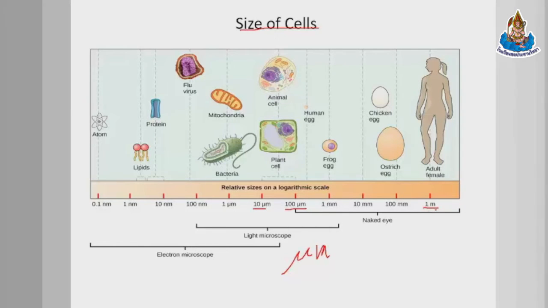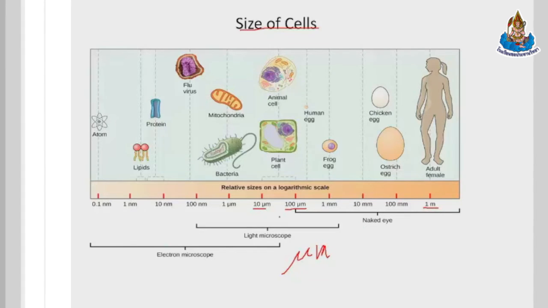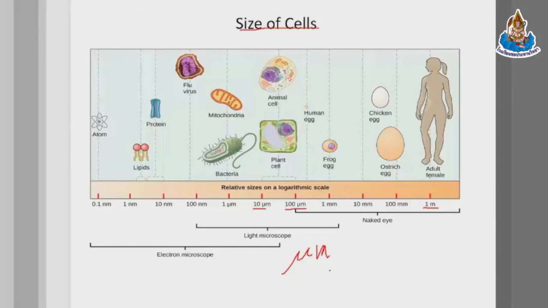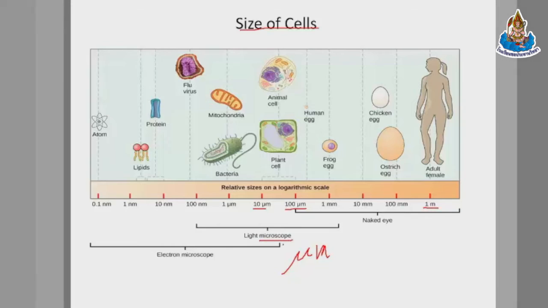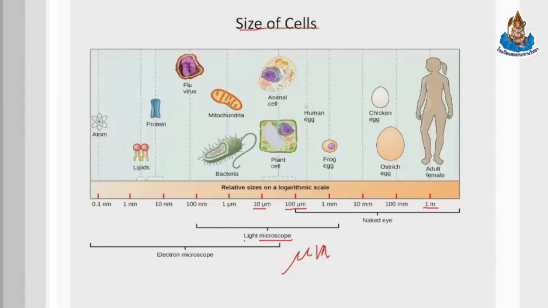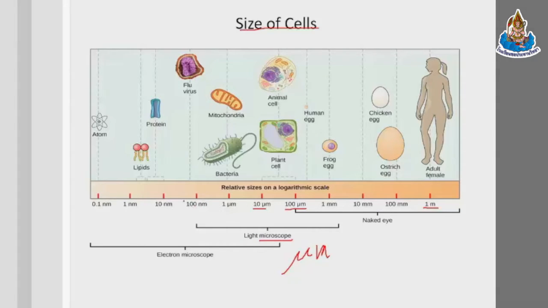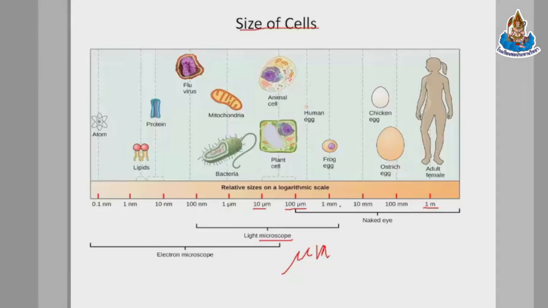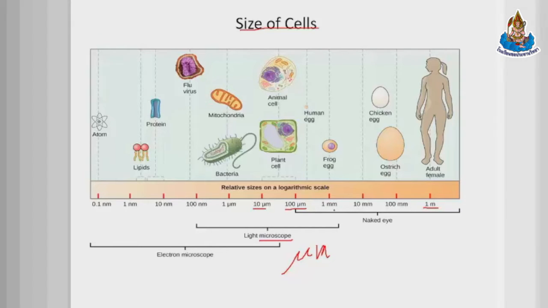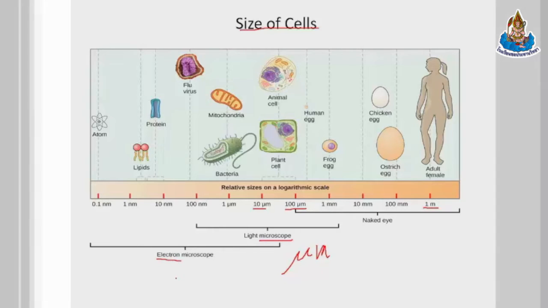But there are two kinds of microscope. Light microscope can see from 100 nanometers to about 1 millimeter. And the next kind of microscope is the electron microscope that can see objects from 0.1 nanometer to about 10 micrometers.